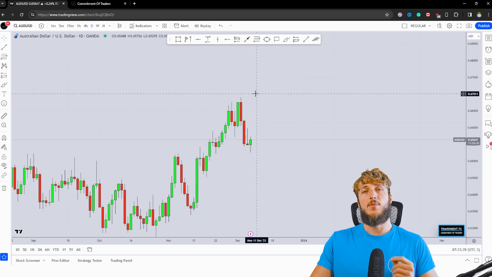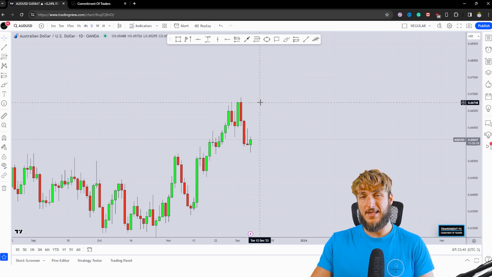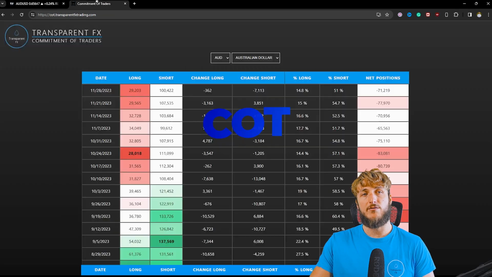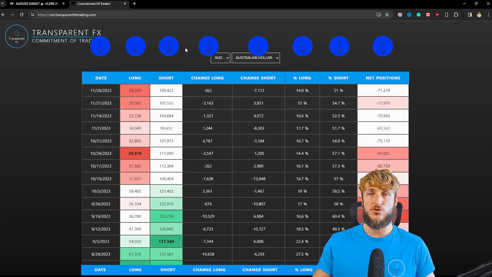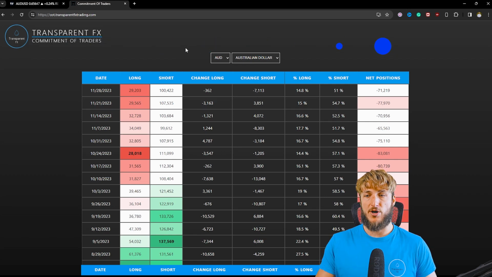Now, first of all, before we continue with our analysis from a technical perspective here on the daily time frame, let's first go and see what we have when it comes to the commitment of traders, so the COT data, so essentially what hedge funds, so the big players in the market are doing.